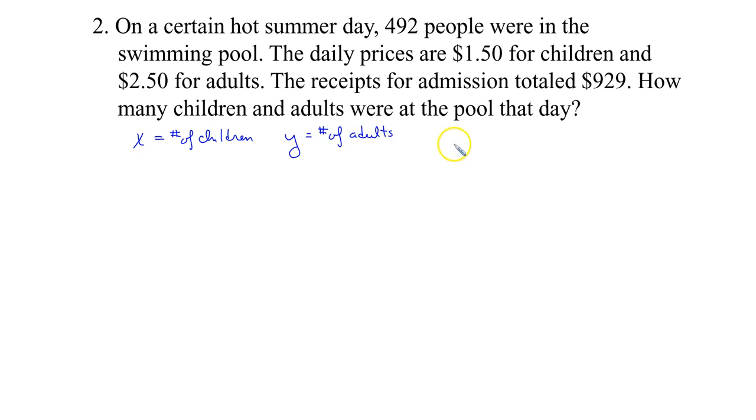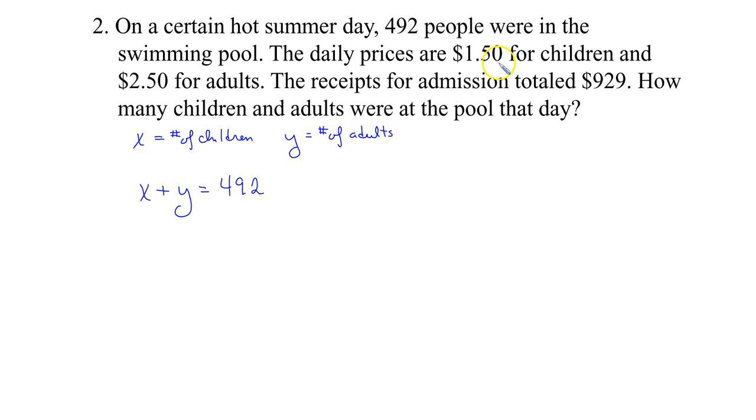Now we have two different types of numbers. We have money numbers and we have number numbers. So we're going to start by using the number. And we know the number of children plus the number of adults totaled 492. Now for the money problem.